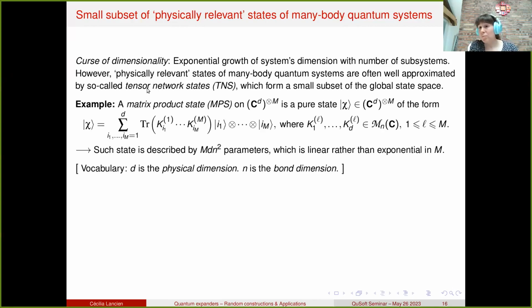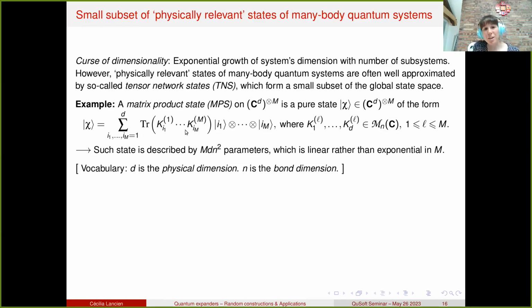And the simplest example of a tensor network state is what we call a matrix product state, or MPS, and it's defined as follows. An MPS on C^d tensor m is a pure state that can be written in the following form. Each of its coefficients in some product orthonormal basis is given by the trace of a product of matrices, hence the name matrix product state.